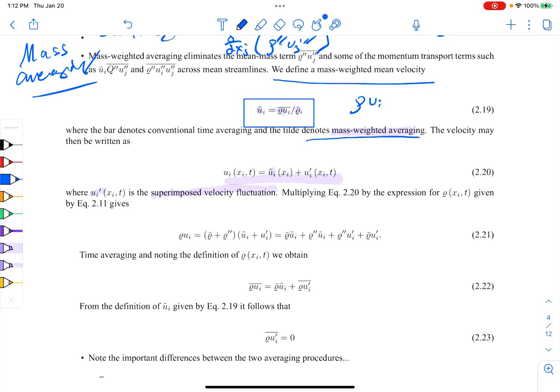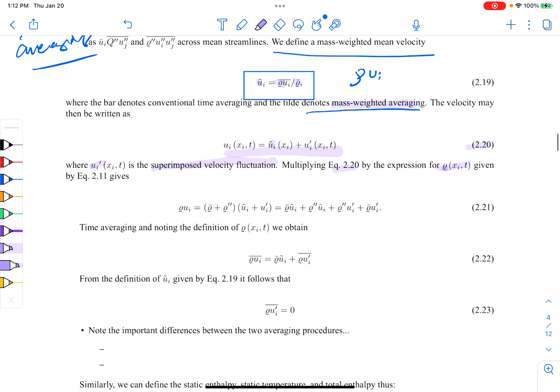So what do we do? Let's try and apply this technique to our full set of equations. We're going to multiply equation 2.20 right here by an expression for rho, and we'll obtain equation 2.21. And so we have rho u_i equals rho bar plus rho double prime. You'll note here the densities are averaged over time. So we're going to time average densities in our equations and mass average the other terms with velocities. And also, of course, we should recover time and mass averaging as consistent across those two terms.